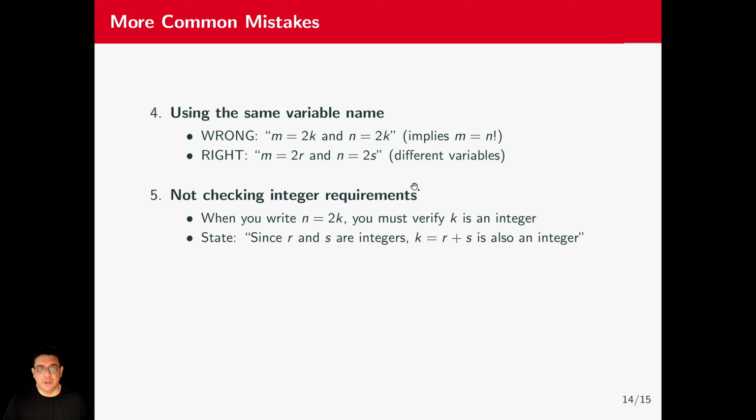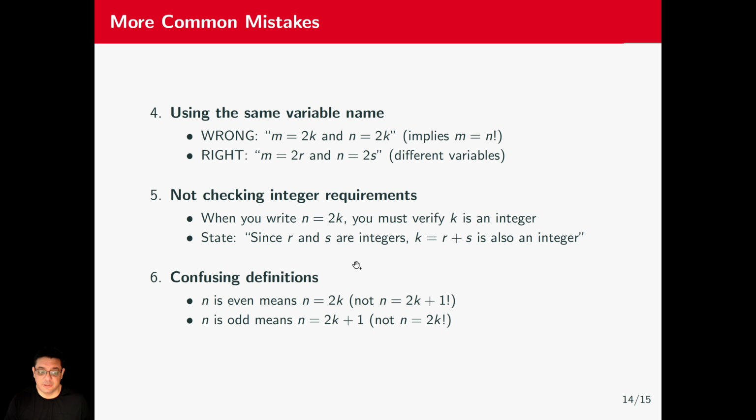Now, you also gotta be careful not to skip checking integer requirements. When you write that n equals 2k, you must verify that k is an integer, or otherwise you can just get different things. k can be a real number, and that will give you different things. So you just gotta be careful with that. And let's not confuse definitions: n equals 2k is even, n equals 2k plus 1 is odd. So you gotta be careful not to mix them.